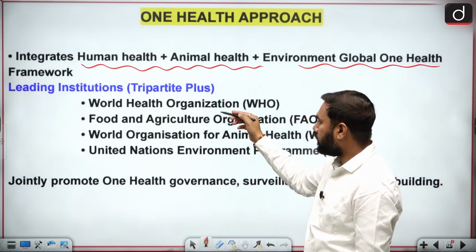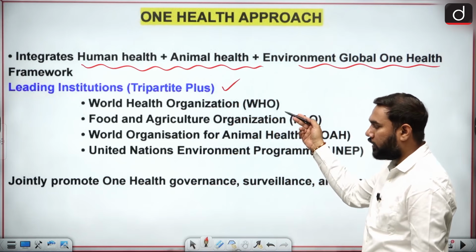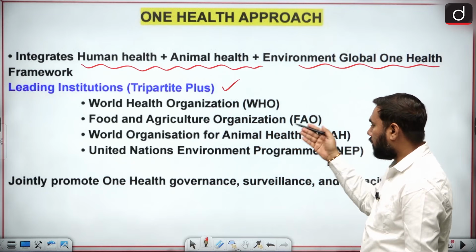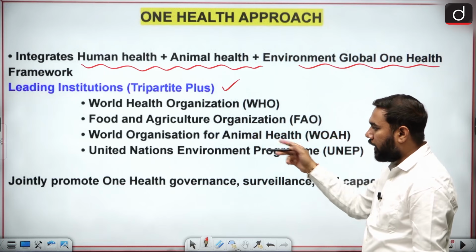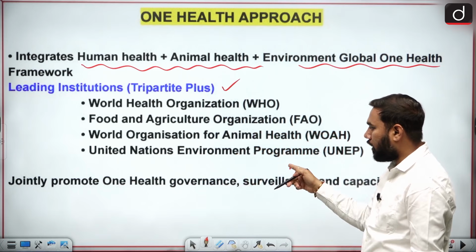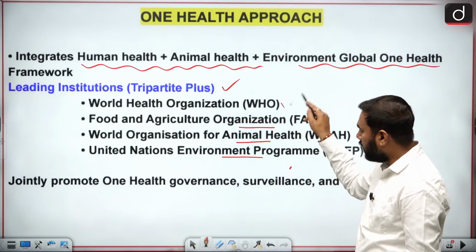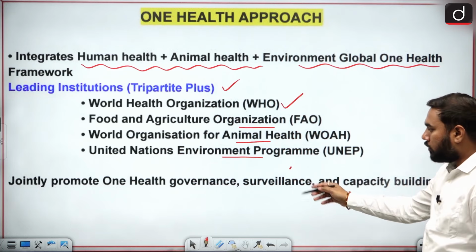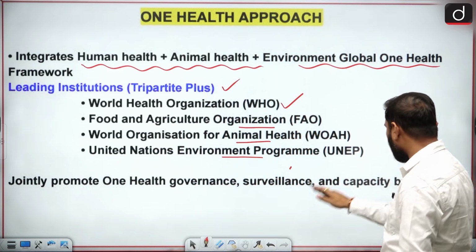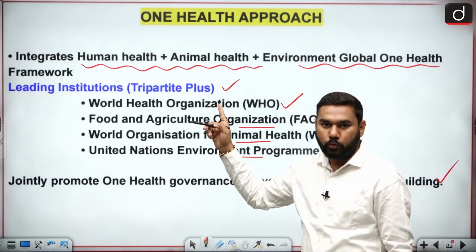Leading institutions: which institutions are doing this? WHO, the World Health Organization, the Food and Agriculture Organization, the World Organisation for Animal Health, and the United Nations Environment Programme. So environment is there, agriculture is there, animal health is there, and WHO for human health. Jointly they promote One Health governance, surveillance and capacity building. This is known as the One Health approach.